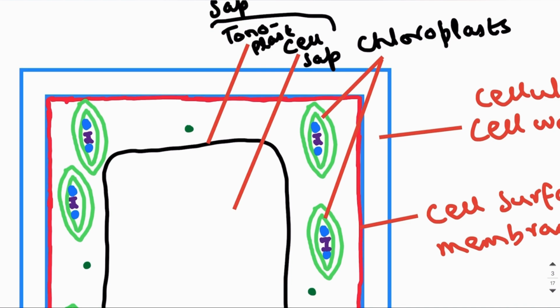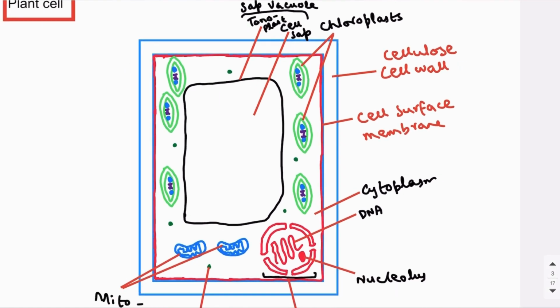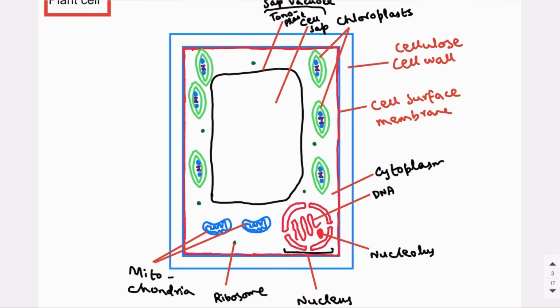Vacuole means a pouch and sap means fluid. So it's simply a pouch or a vacuole which contains cell sap. So sap vacuole consists of a fluid called cell sap surrounded by a membrane called tonoplast. And sap vacuole is very large and it covers most of the space of the plant cell. Plant cells are larger than animal cells because plant cells contain a sap vacuole which occupies a lot of space. And we only see cytoplasm at the edges in the plant cell.